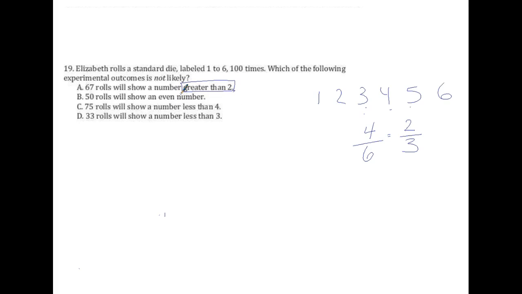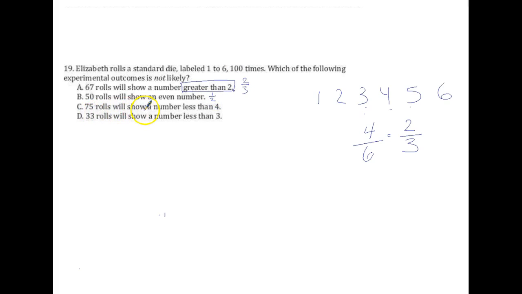What about the probability of rolling an even number? Well, half of the numbers on the die are even, right? So the probability of rolling a 2, 4, or 6 is just a half. Okay, so this is 2/3. This is a half.